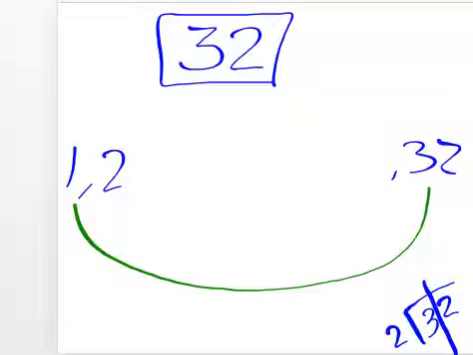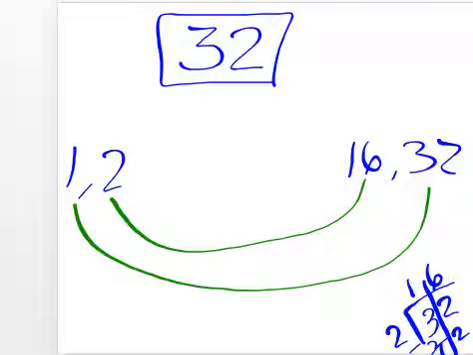3 10s broken into 2 groups. It'd be 1 in each group. I'd have a 10 left, regroup it. Now there's 12 ones. 12 divided by 2 is 6. Okay, so 16. Perfect.